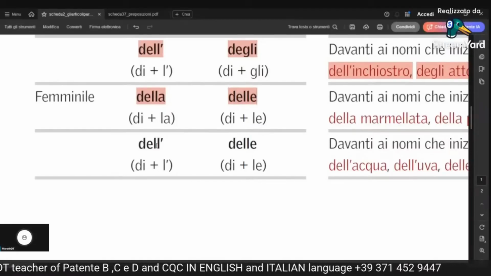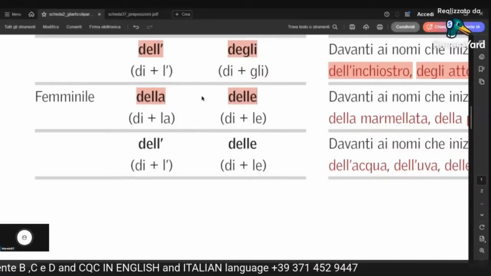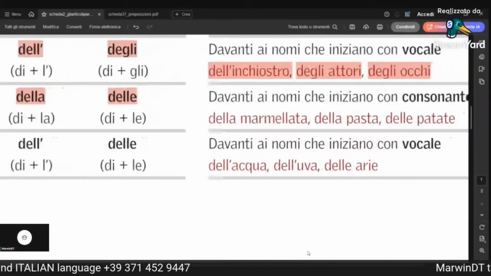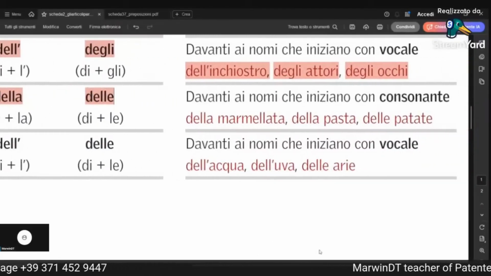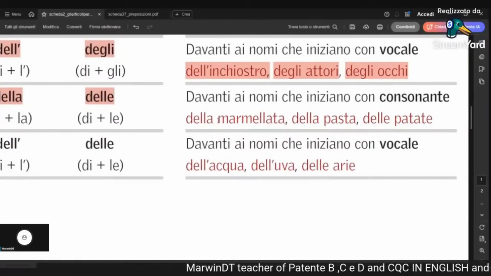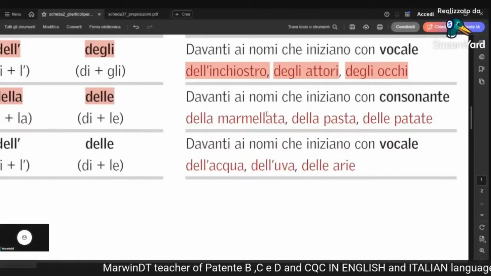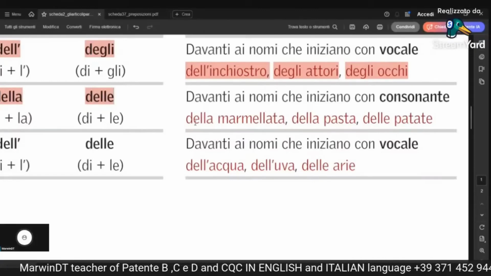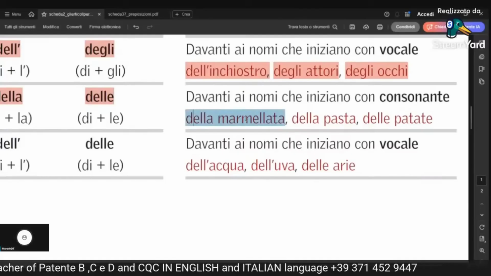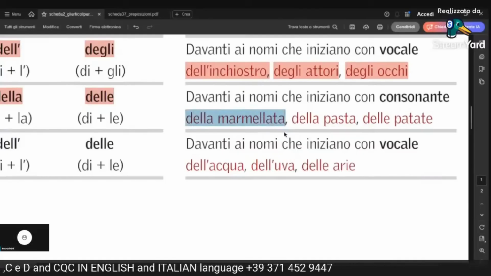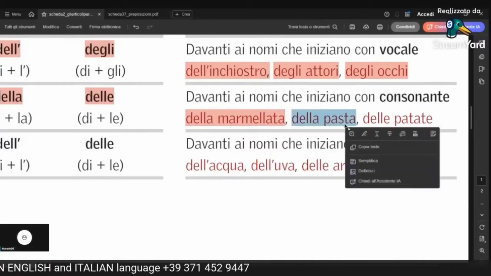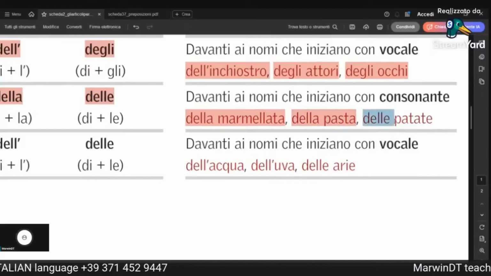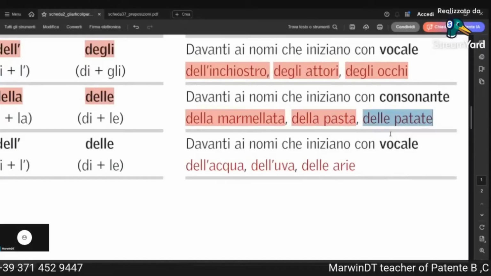And lastly, the della and delle are also used with a consonant when they have a consonant in front. So it is called della marmellata. That's the example. Della pasta. Simple. Delle patate. Very simple. These are short examples.